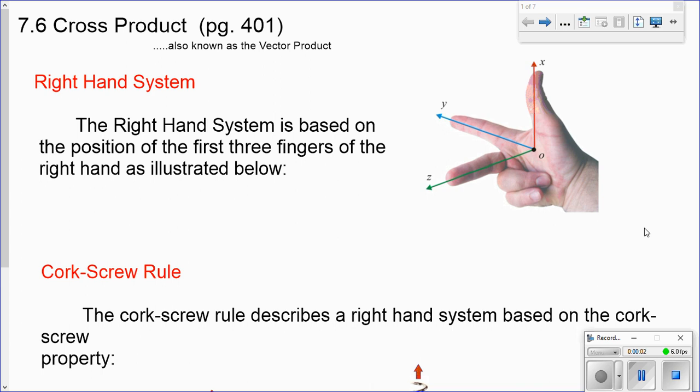7.6 on page 401 is the cross product of two vectors. Okay, the cross product. The cross product is another way to multiply vectors, but it's a little different from the dot product. Cross product is also called the vector product, and as you might think, when you take a cross product of two vectors, it generates another vector. So by definition, the cross product of two vectors generates this other vector that happens to be perpendicular to the first two vectors. Okay, so this is defining three space and planes.